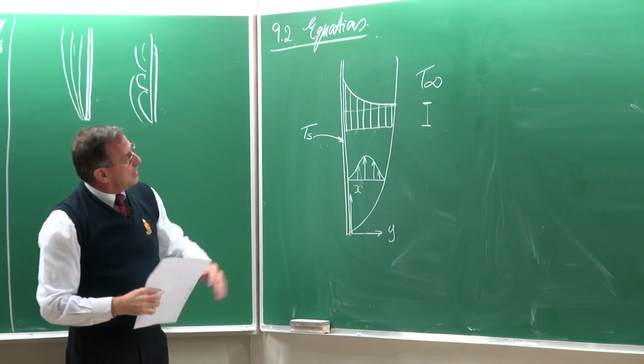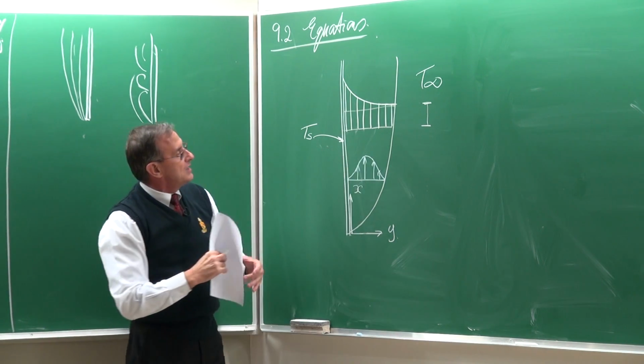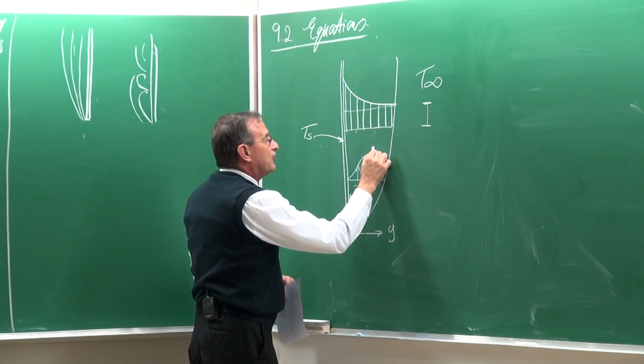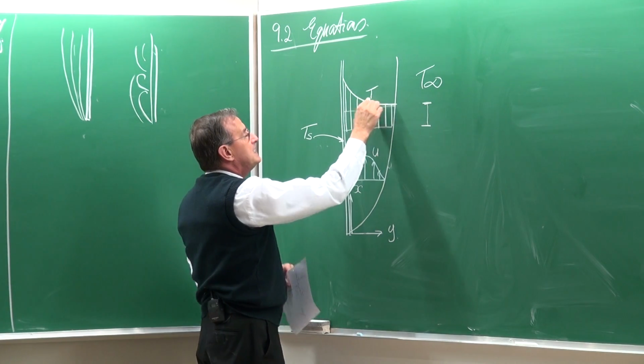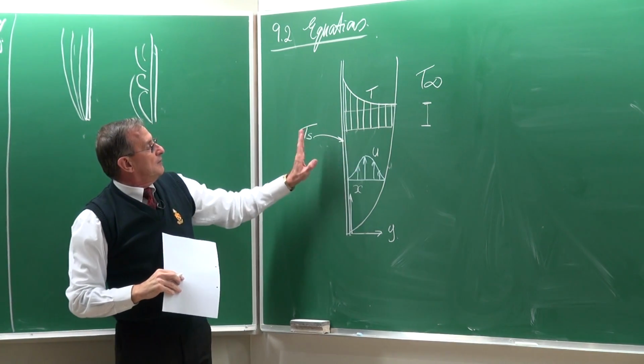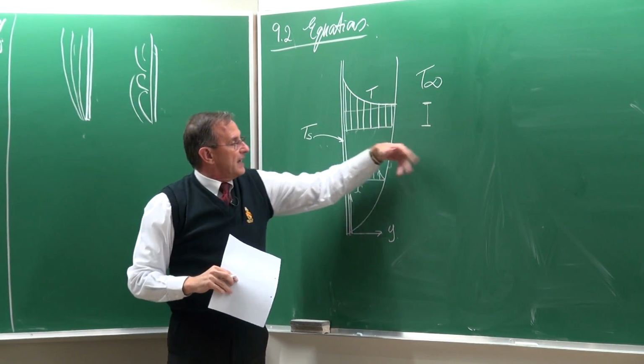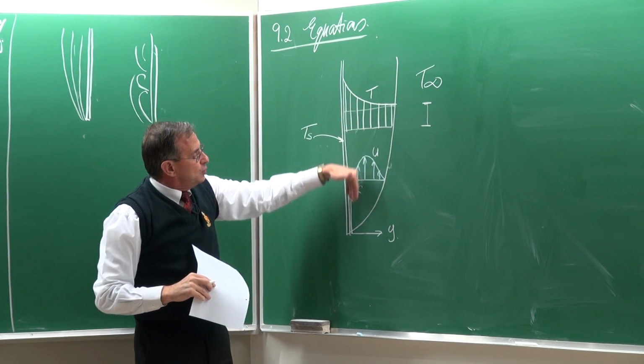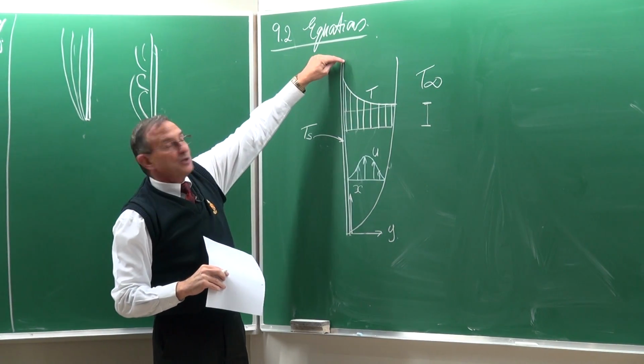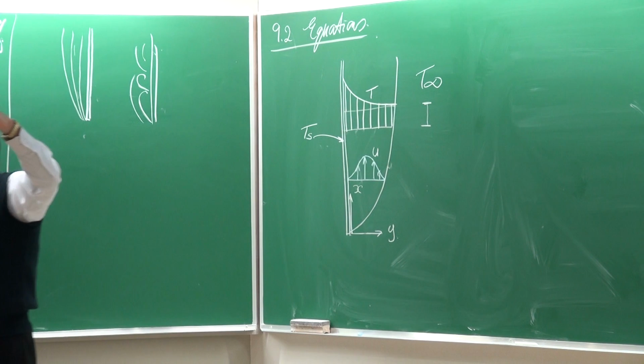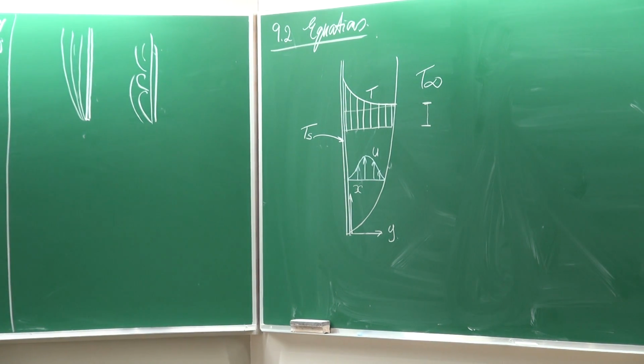Okay, now in this case, I've shown the velocity distribution going in the upper direction, that is U and that is T. However, if this temperature was smaller than that, then the velocity distribution would be in that direction, and the boundary layer would start developing from the top and getting thicker to the bottom.